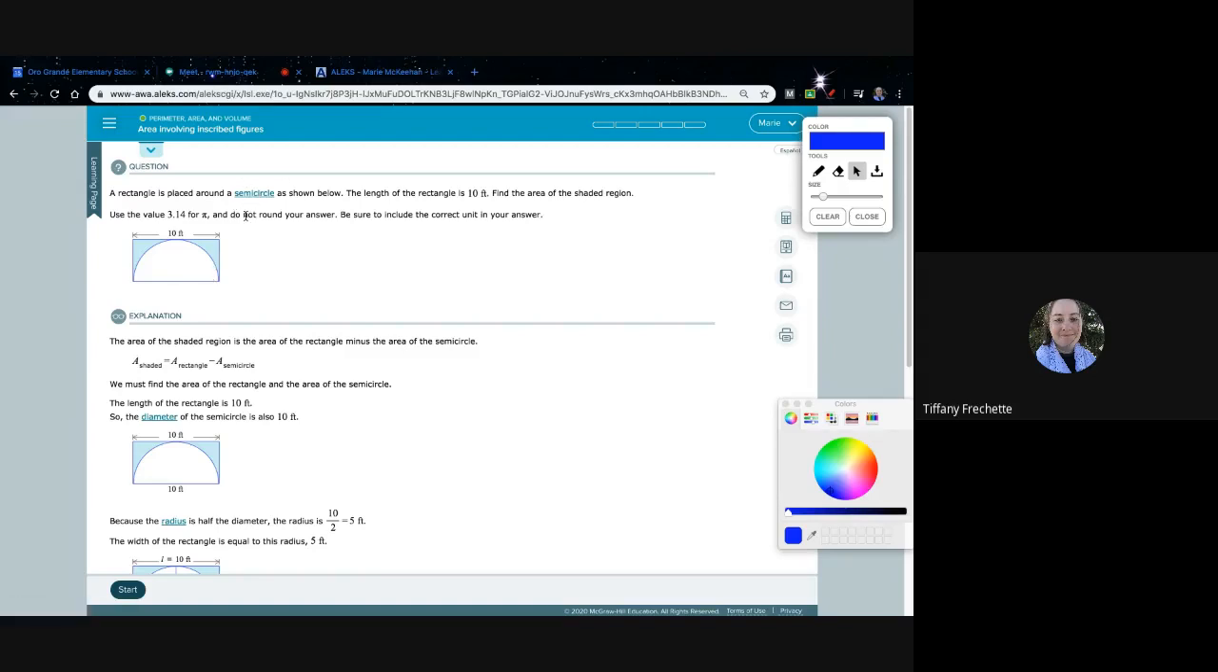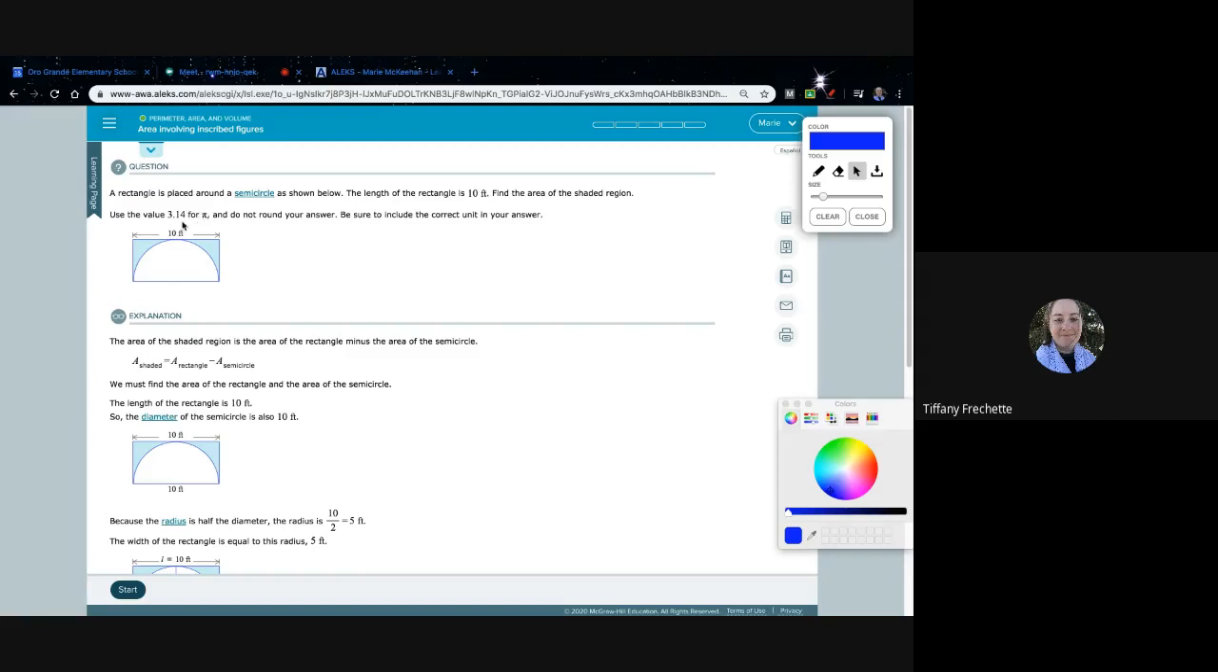So we're going to do area for a rectangle and area for a circle, but because it's half the circle, that tells us we need to divide it in half or divide by 2. And then they give us the length of the rectangle, and then they want us to find the area of the shaded region here. We also are specifically told to use 3.14, not pi.